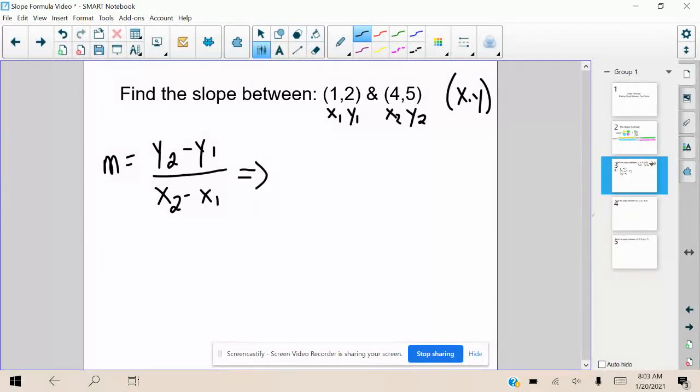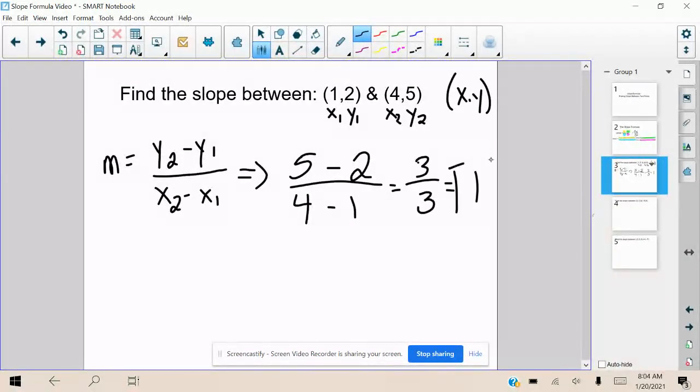So we have y sub 2, the y value of our second point. What value was that? Let's go back to our ordered pair. Oh, that's 5. Minus, it's always minus, because we're finding the difference. We now look at the first point. What's the y value there? Oh, it's 2. That's divided by the x value of the second point. I look for that. That was 4 minus the x value of the first point, which is 1. We can simplify. We get 3 over 3, which is just equal to 1. Awesome. Let's keep it going.